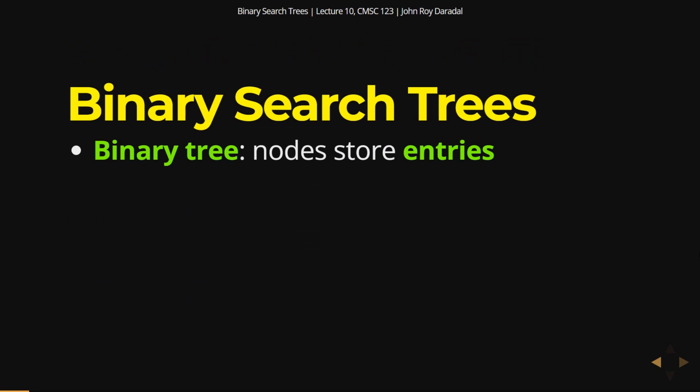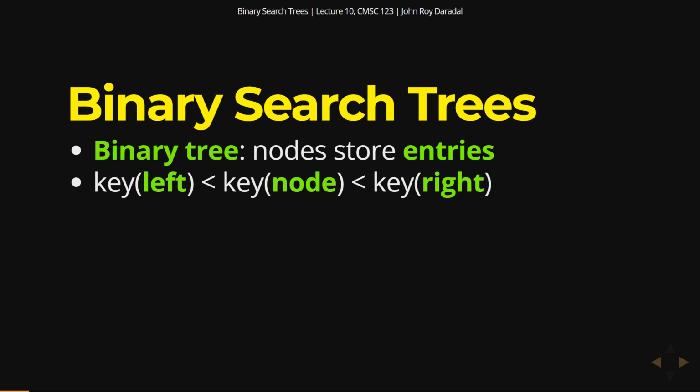Binary search trees are, well, binary trees, and within their nodes they store entries because, as we said, they will try to model a searchable collection of entries. Now BSTs have this one property. Let's say you have a node. All the keys to the left of the node will be less than the key of the node, and all the keys to the right should be greater than the key at the node.